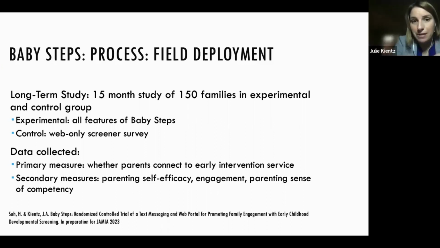About halfway through the 15 months is when we introduced the text messaging. So we were able to compare the condition of having the sentimental tools, the tracking, and the rich website compared to the plain website, versus having text messages and not having text messages. Our primary measure was whether parents connected with early intervention services. Our secondary measures were things like parenting self-efficacy, engagement with the tools, and parenting sense of competency.